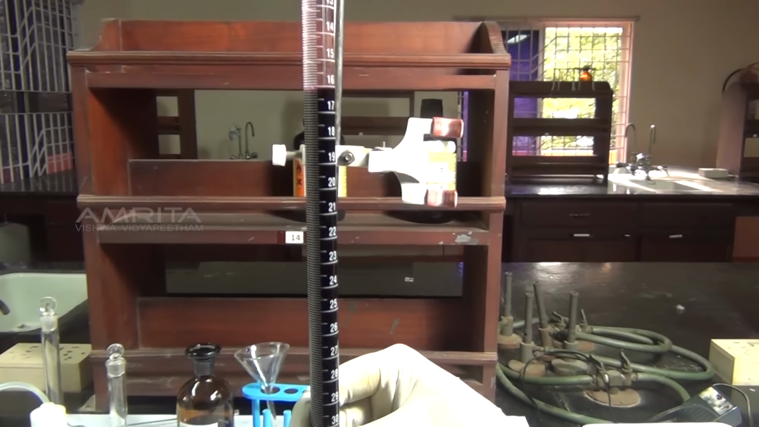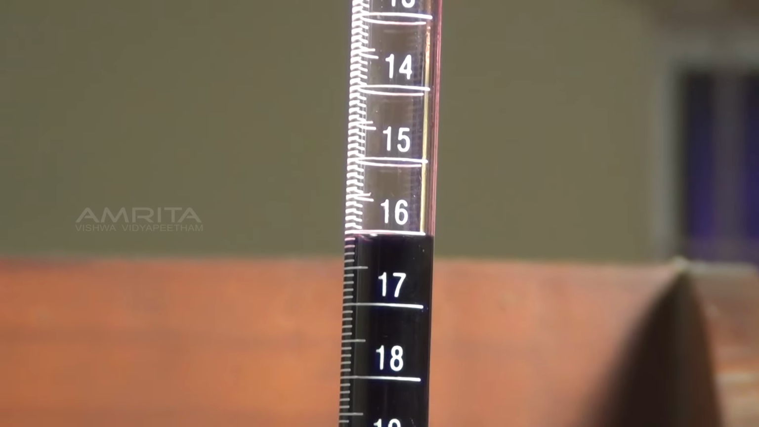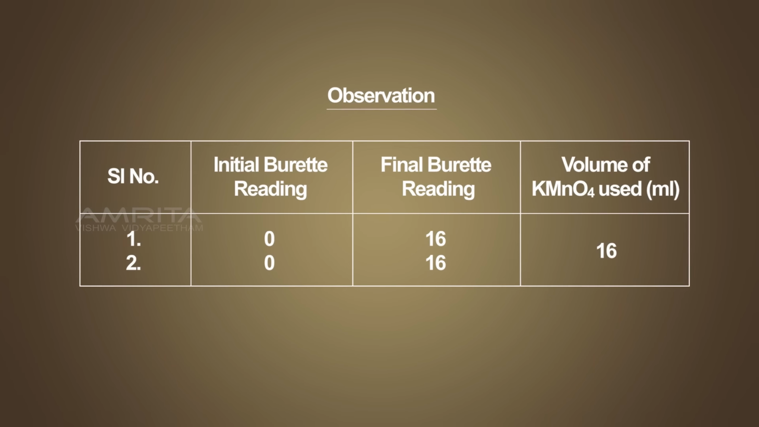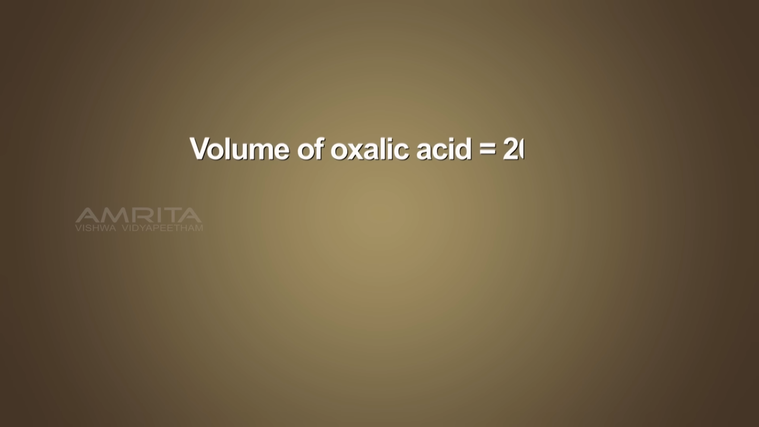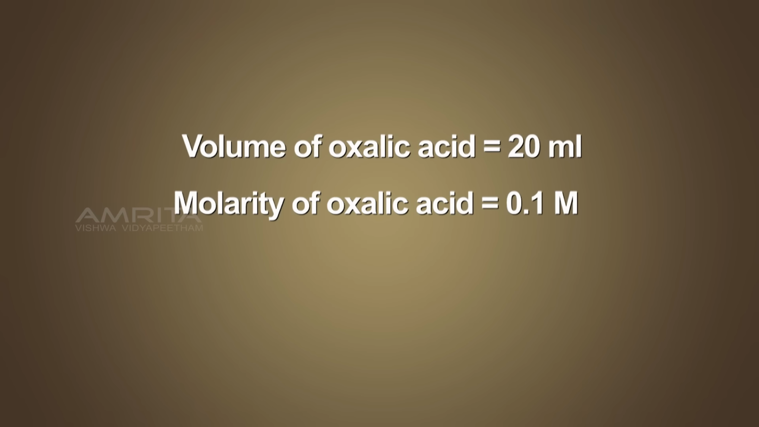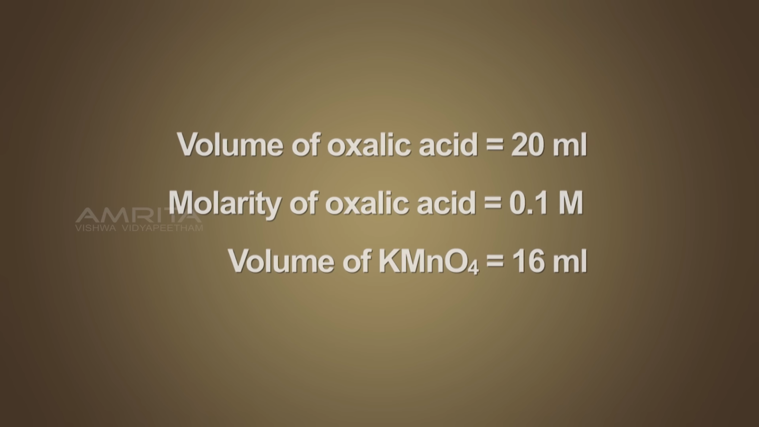Note down the final burette reading and repeat the same procedure until concordant values are obtained. Record the observations in the tabular column. Calculations. Volume of oxalic acid is equal to 20 ml. Molarity of oxalic acid is equal to 0.1 molar. Volume of potassium permanganate solution is equal to 16 ml.